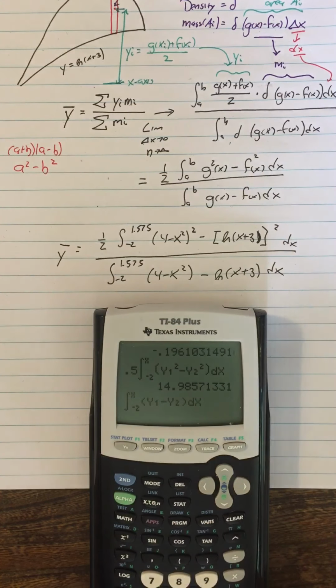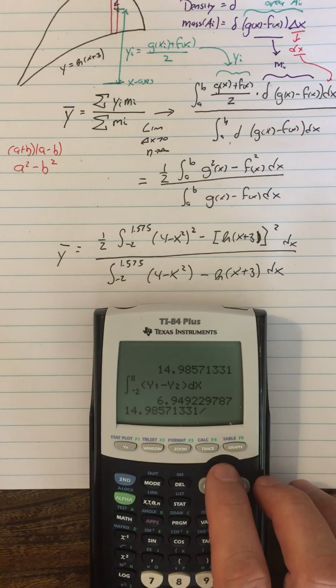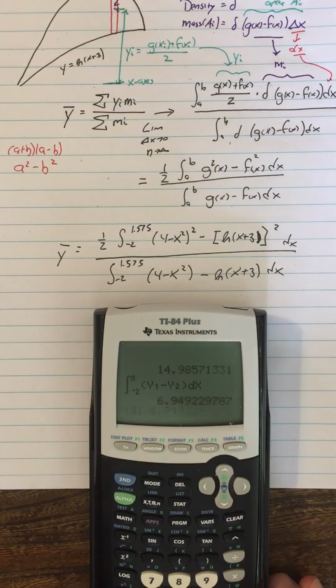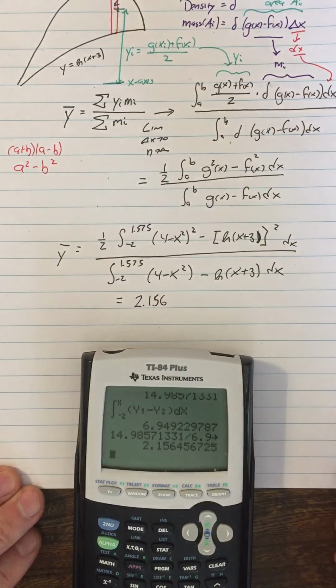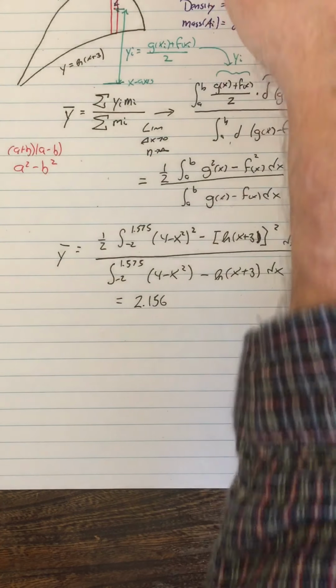Okay, now that's my numerator, so this number divided by, this is my denominator, so that number, and it equals 2.156, which is in fact what I calculated before, so I'm happy with that. Equals 2.156. All right, so now I know what that y coordinate of the center of mass is.